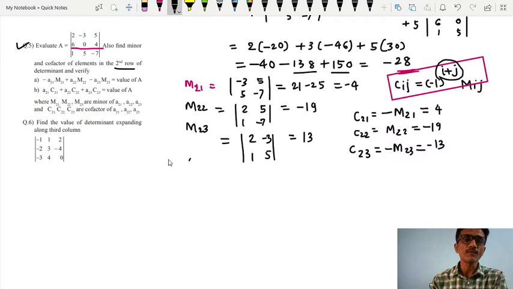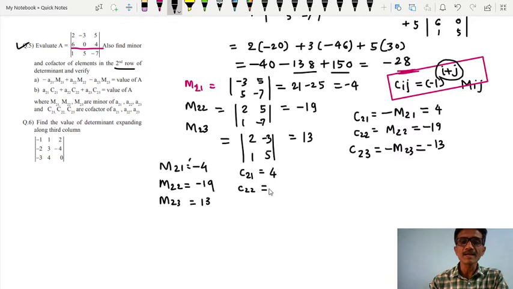So here we will write the minors and cofactors. M21 is equal to minus 4, M22 is equal to minus 19, M23 is equal to 13. Their cofactors: C21 is equal to 4, C22 is equal to minus 19, and C23 is equal to minus 13. So thus we have found all minors and cofactors of the second row.